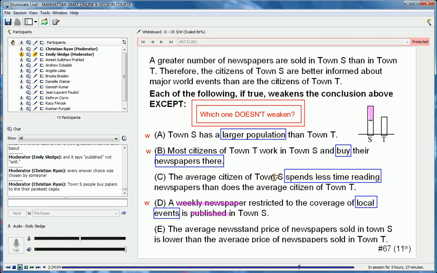But the GMAT hedges that and says, oh, spends less time reading, rather than saying doesn't read at all. So it's not as absolute, but it's still a weakener. So actually, A, B, and C all weaken. The correct answer is E.